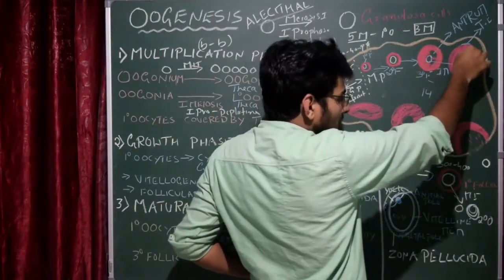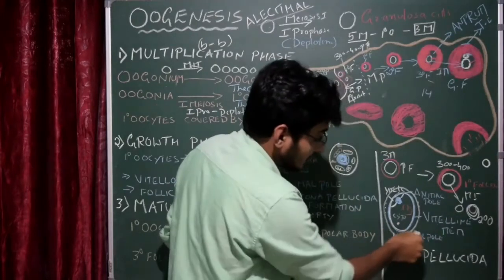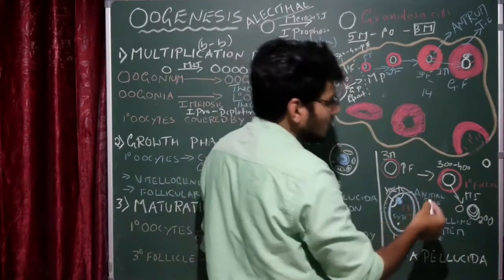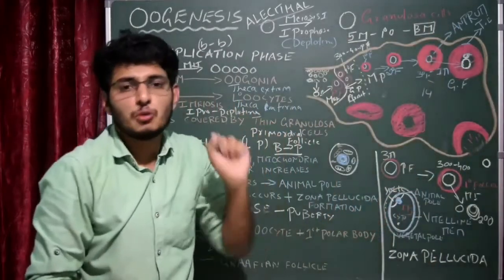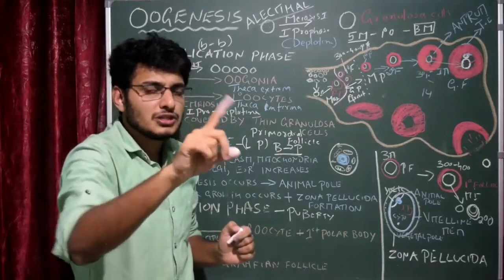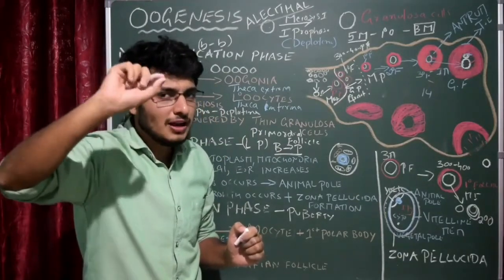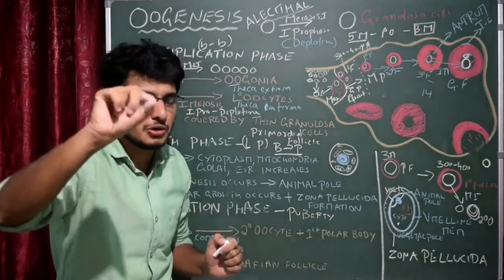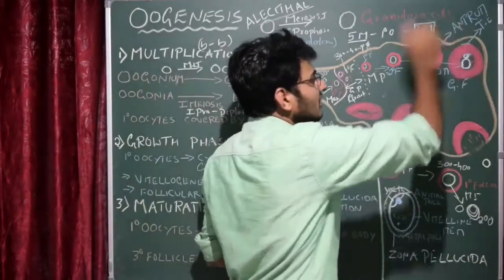A small cell will be produced, okay, towards the vegetative pole here, vegetal pole actually. Okay, so that is actually called as polar body. Got it? So we call it as first polar body. That means one primary oocyte completes its meiosis 1, producing 2 unequal cells. One small cell is called as the first polar body. The other big cell is called as secondary oocyte. Both the cells are now present within the Graafian follicle.